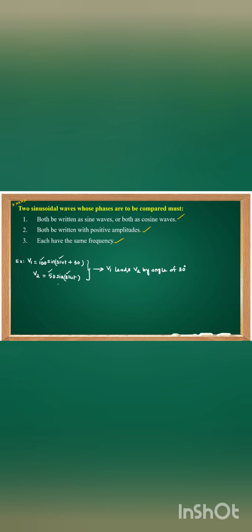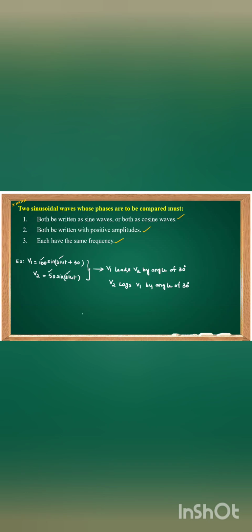Or you can also write the same thing: V1 leads, which means what about V2? V2 lags. Shall I write like this? V2 lags V1 by an angle of 30 degrees. Like this also you can write.